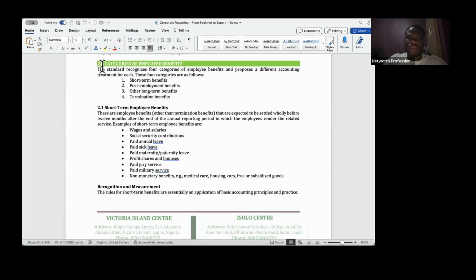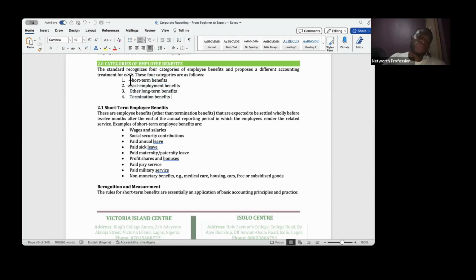So the first thing we need to know is the categories of employee benefits. There are 4 categories here. We have short-term employee benefits. We have post-employment benefits. We have other long-term benefits. And we also have termination benefits.